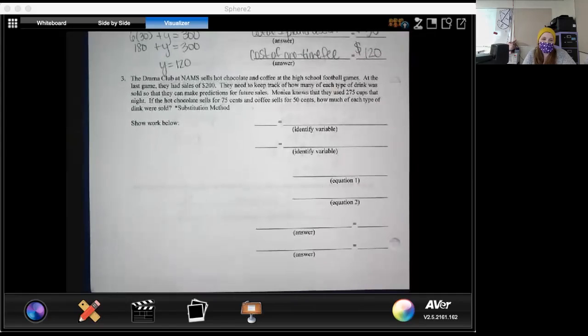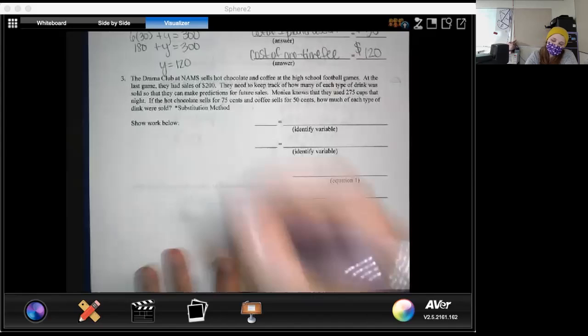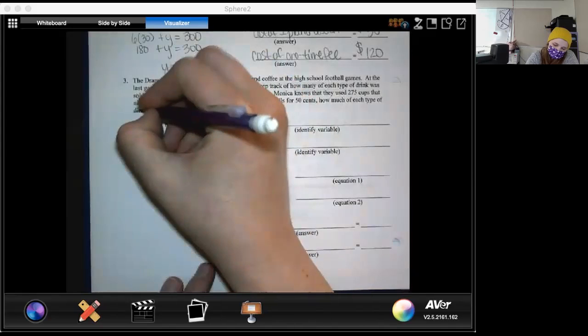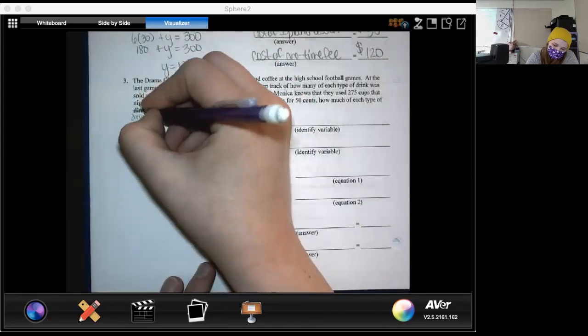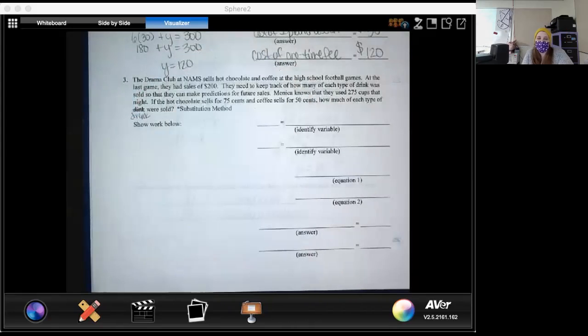If the hot chocolate sells for 75 cents and the coffee sells for 50 cents, how much of each type of drink was sold? And we're using the substitution method.